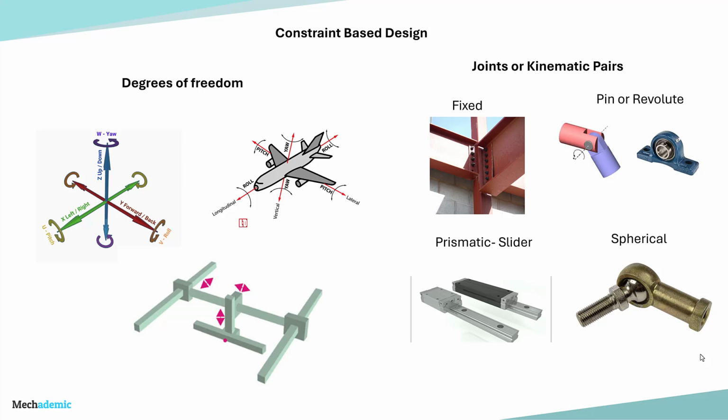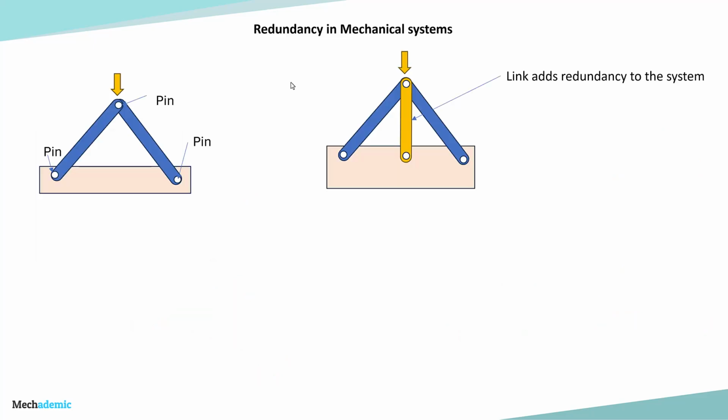Now, what is redundancy? We can understand redundancy with a very simple example of a 3-link system. So for example, let's say there are 3 links and these 3 links are connected with 3 pin joints as shown over here. Now, this is a structure. This will not move. It is not a mechanism. When you add one more link, it becomes a mechanism. That is, instead of connecting over here, you add one more link which becomes a 4-bar link mechanism, and then when you apply force, it will move.